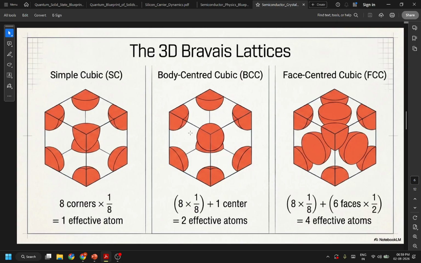In body centered cubic, other than corners, we also have one atom in the middle of the cube. So we have 8 into 1/8 plus 1 in the center, so two effective atoms. In face centered cubic, we have atoms at the corners and atoms at the center of the faces. Each atom on a face is shared by two such cubes, so they are counted as half atoms. So we have 8 into 1/8 plus 6 faces into 1/2, so four effective atoms.